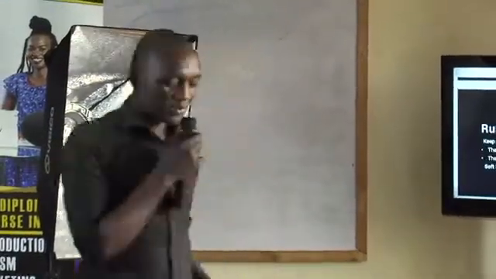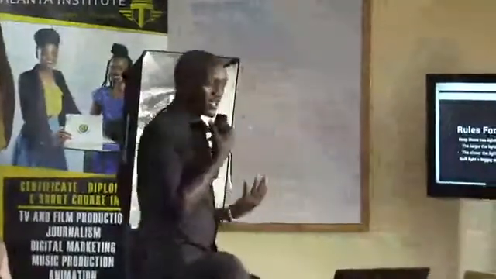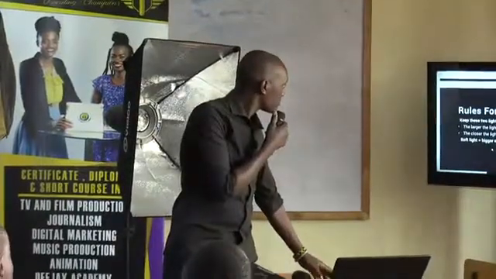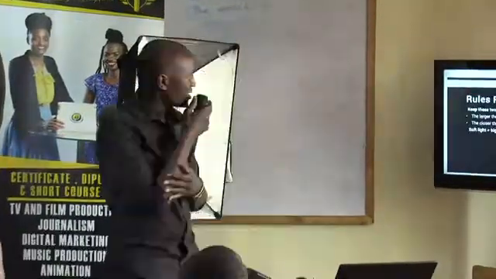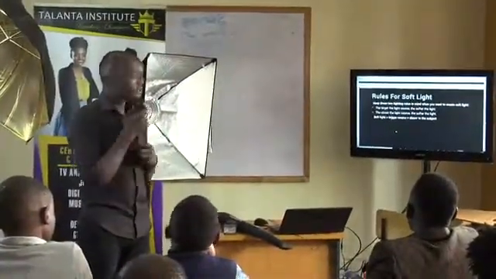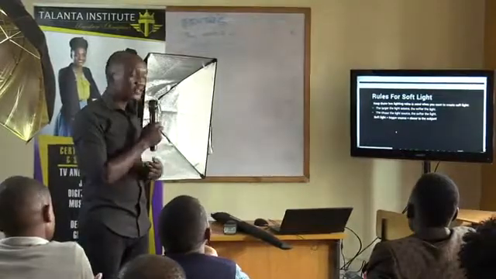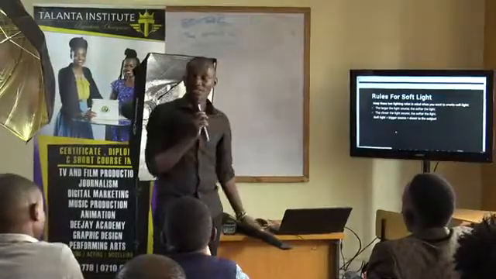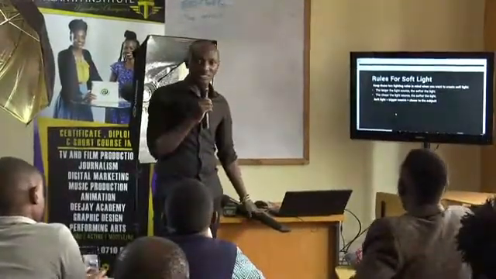So for hard light, what distance should your subject be from the light? For example, I stand here and my light is there. At the end of the day, you'll end up having hard light. But if I move closer, you'll end up having soft light. The bigger the light source, the softer the light. The closer the light source, the softer the light. Soft light equals a bigger source plus closer to the subject.